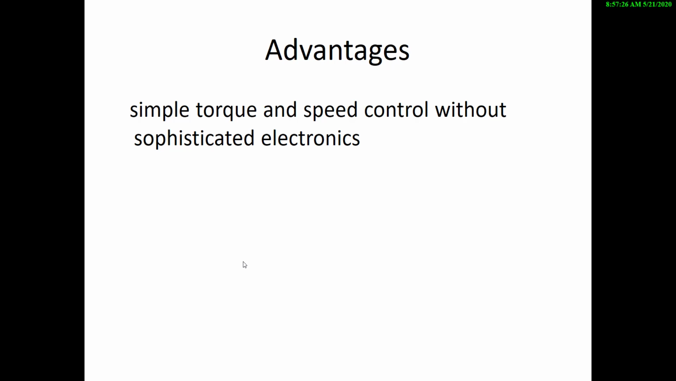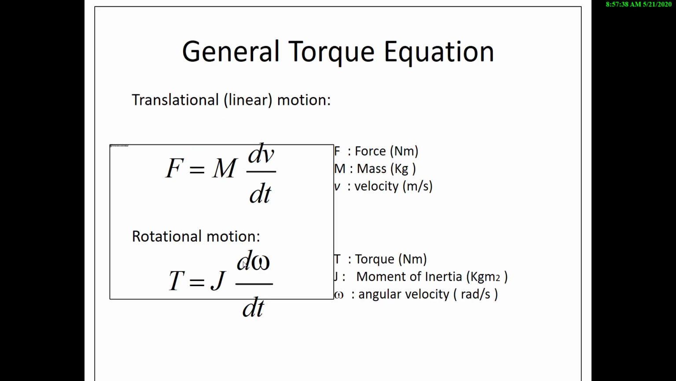And the common advantage of a DC motor is simple torque and speed control without sophisticated electronics. The next one is the general torque equation, that is the force-torque equation. For a translational or linear motion system, force is equal to mass into change in velocity with respect to time, and for rotational motion, torque is equal to moment of inertia into change in angular velocity with respect to time.